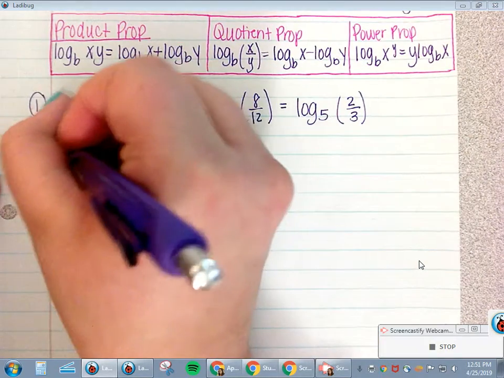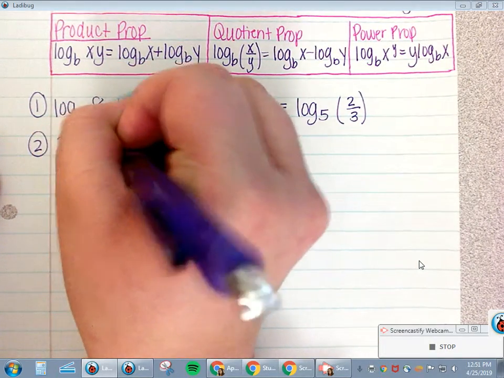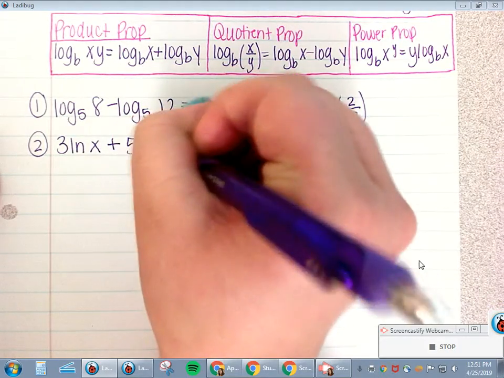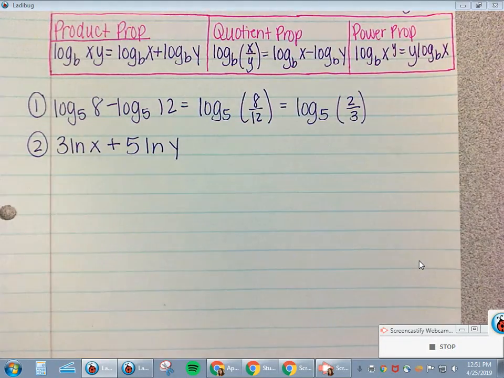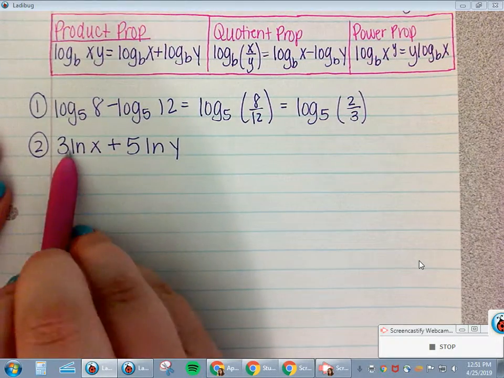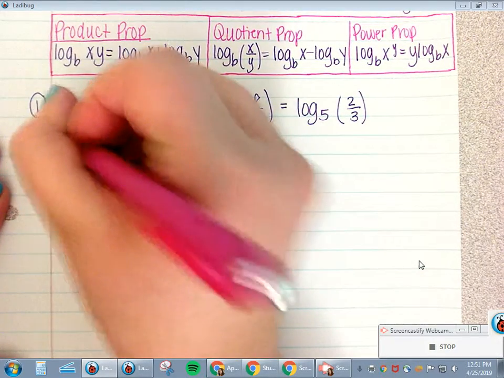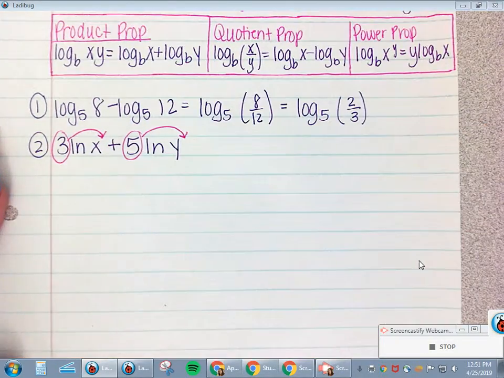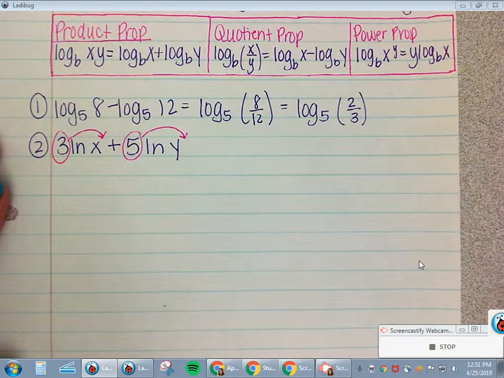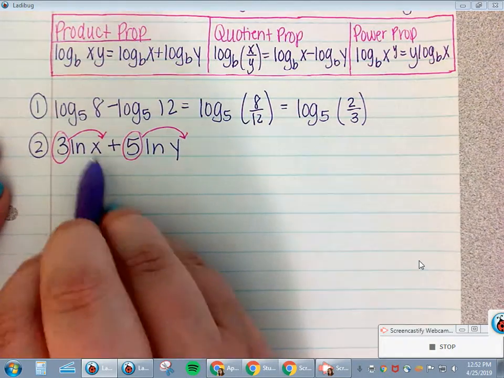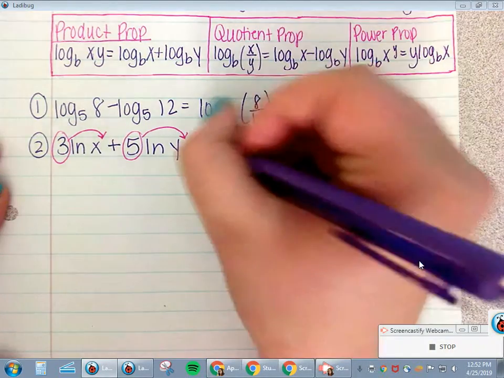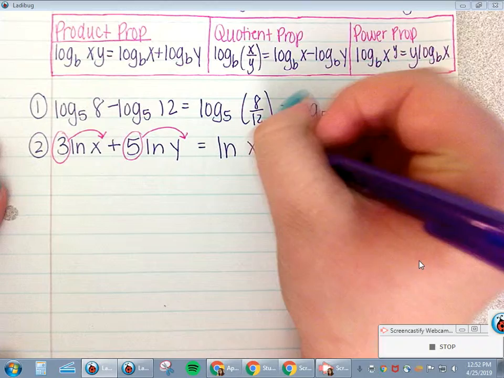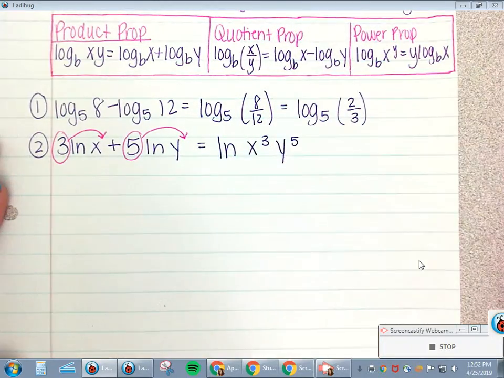Number two, let's do 3 natural log x plus 5 natural log y. Right off the bat, I see some coefficients and an adding happening. The 3 out front and the 5 out front I can put back as exponents, and then the adding will make it a multiply. So it's going to be x cubed y to the 5th. So natural log of x cubed y to the 5th.